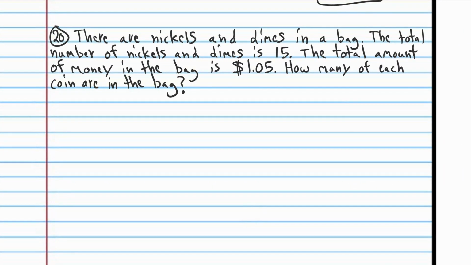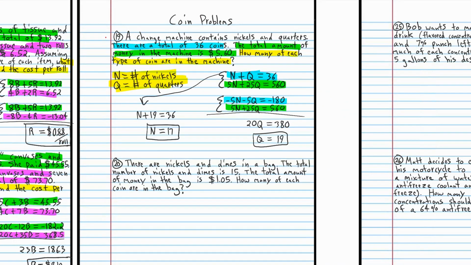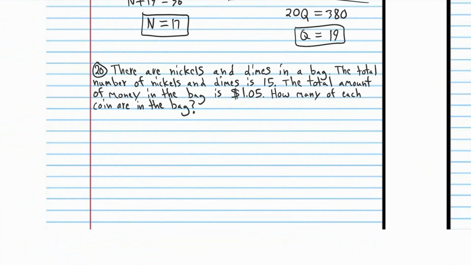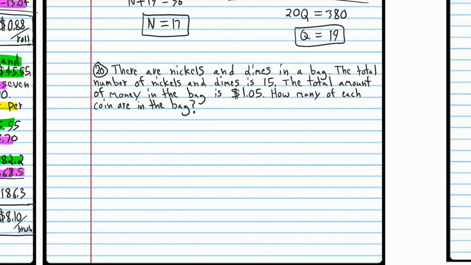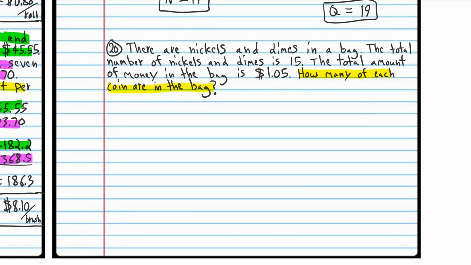There are nickels and dimes in a bag this time. The total number of nickels and dimes is 15, so on and so forth. Total value is $1.05. Same problem. We're just dealing with dimes now. So n is the number of nickels. And d is the number of dimes.